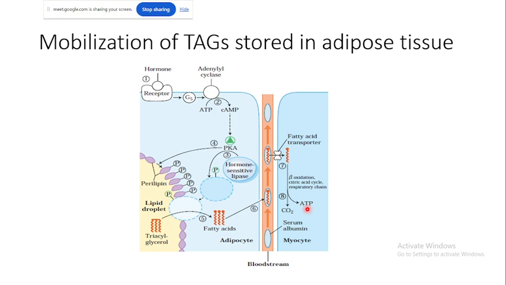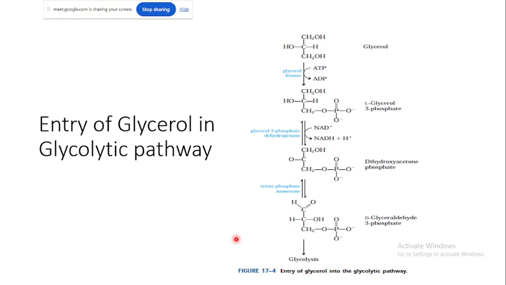So here we can see that along with the fatty acid, the triacylglycerol breakdown makes fatty acid and glycerol. So what is the role of glycerol? Glycerol, by the enzyme glycerol kinase, will be phosphorylated at the C3 position, which will produce L-glycerol 3-phosphate. Then it will be oxidized by glycerol 3-phosphate dehydrogenase, right?